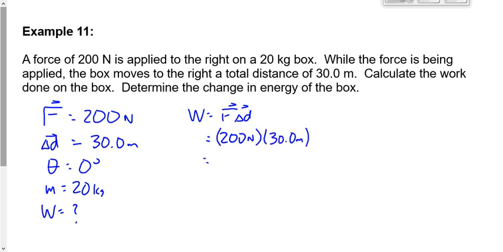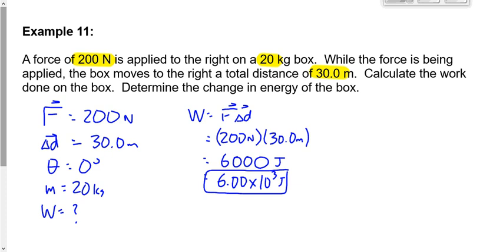We multiply those together, we get 6 with 3 zeros, 6,000 joules, which we're going to round to, how many digits would this be? This one is 3, this one is 2, this one is 3. Final answer should be 3. Why is the final answer 3 here? We didn't use that 20 kilograms, right? We didn't use it, so our answer is 6.00 times 10 to the 3 joules.